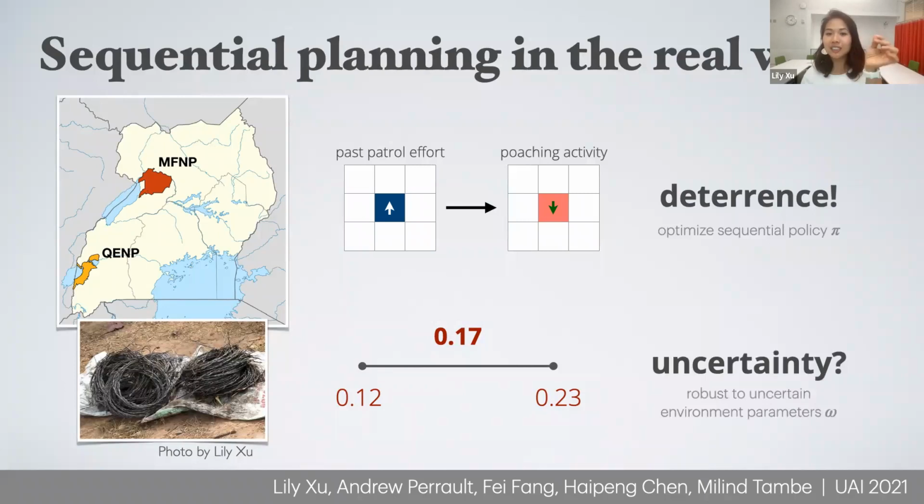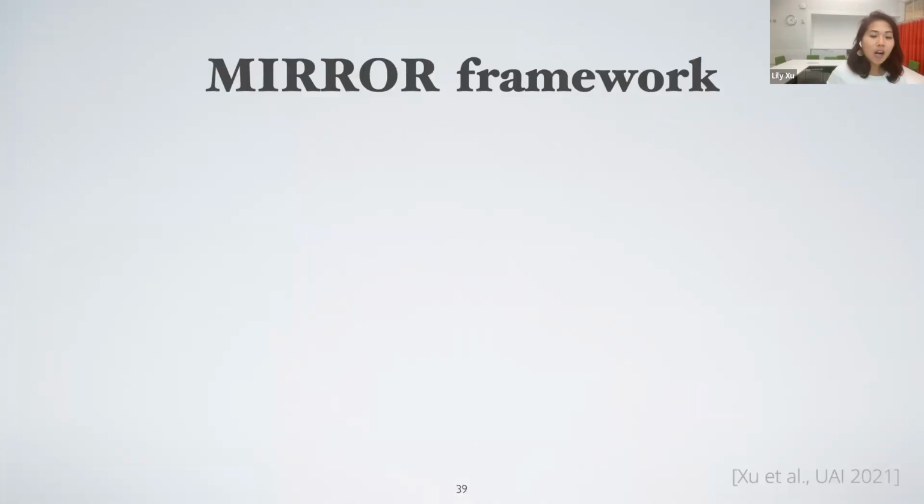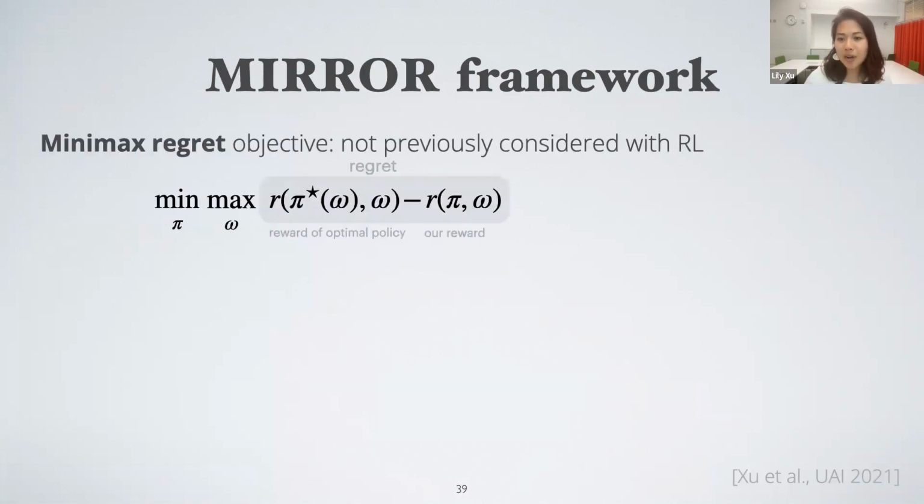So the fact that we have uncertainty in these environment parameters necessitates robust planning, in which we are executing sequential decision-making in a way that we are robust to this interval uncertainty in our environment parameters that we call omega. So our approach from UAI 2021 introduces a framework that we call MIRROR, which enables robust planning with reinforcement learning by considering a minimax regret objective, which is much less conservative than the standard robustness notion of max-min reward, which is the norm in reinforcement learning.